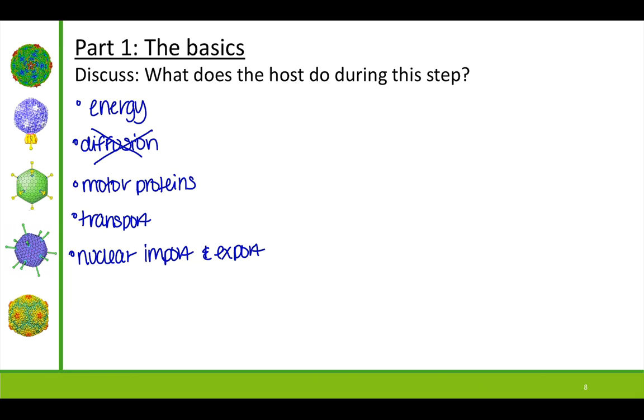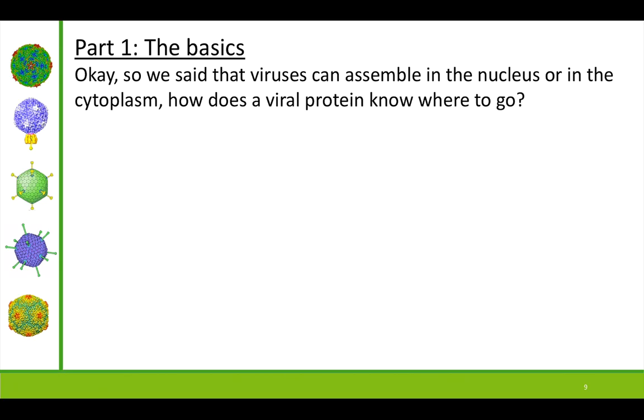So I've mentioned it already without fully giving away the answer yet, but we've at least mentioned the problem, if you will. And that's this idea that viruses can assemble in the nucleus or in the cytoplasm, but in a eukaryotic host, the viral proteins are made in the cytoplasm, be it on a free ribosome or a ribosome embedded in the ER. Well, how does the viral protein know where to go? If we have to assemble a virus in a nucleus, it better get to the nucleus. So how do we get those viral proteins there?